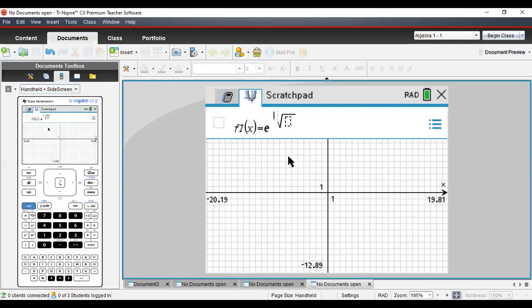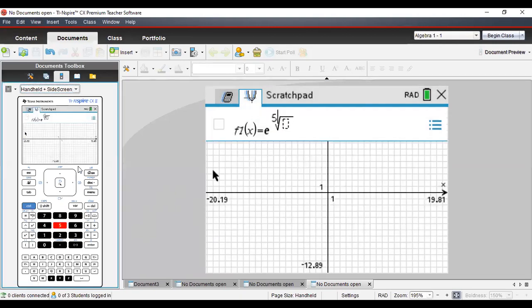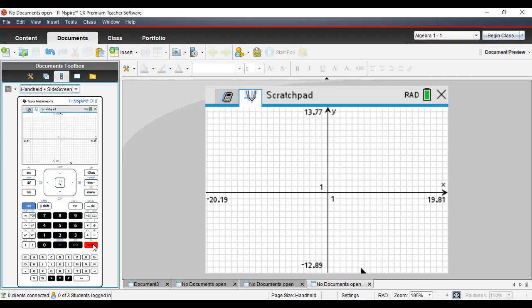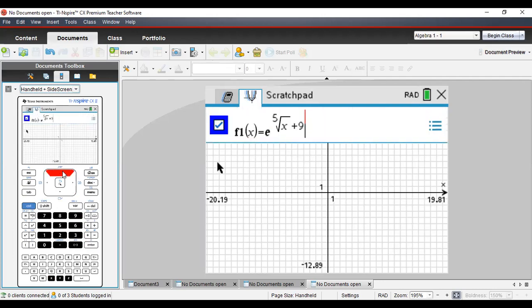Now, these look a lot scarier than they actually are. And then oops, that's not supposed to be a Q, that's supposed to be an X. So this is supposed to be an X. And then we still have x as the exponent, and then we're going to put +9. And then we press enter. I don't see that exponential function. Let me go back and make sure that everything looks good.